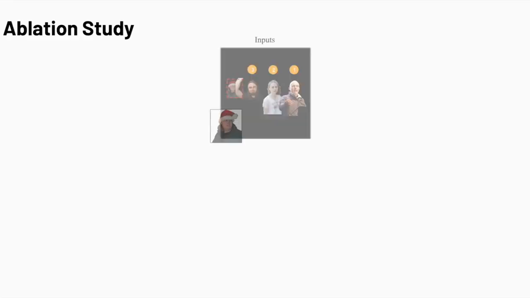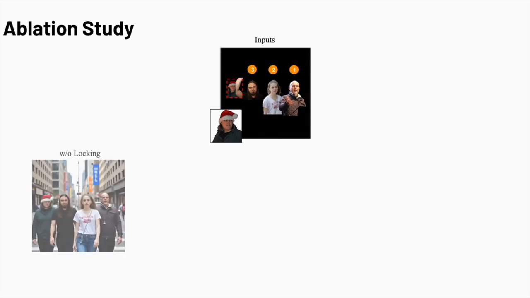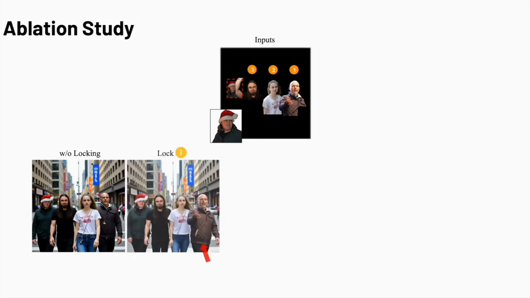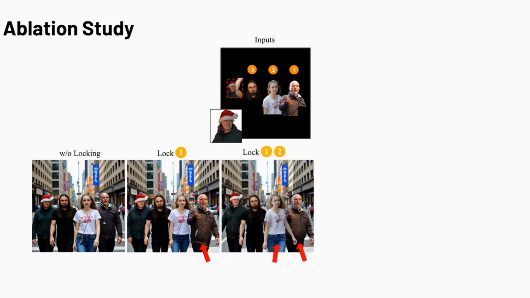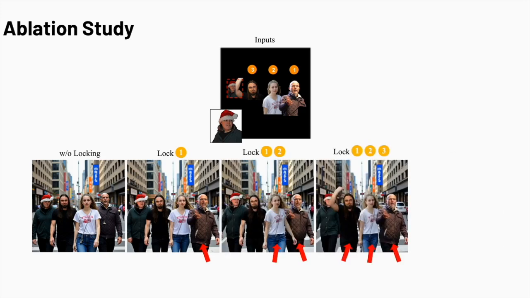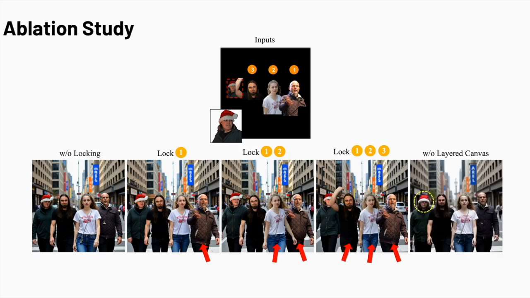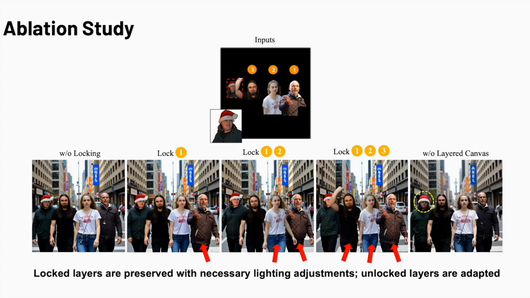We also conduct an ablation study to examine the necessity and effectiveness of our locking mechanism and our layered canvas input representation. Ultimately, we reach the conclusion that our locked layers are preserved with only necessary lighting adjustments, while the unlocked layers are fully adapted. Occlusion can be effectively handled by the layered canvas.